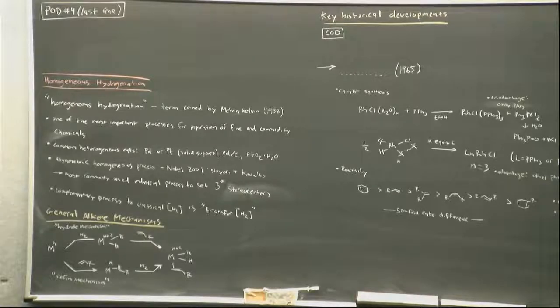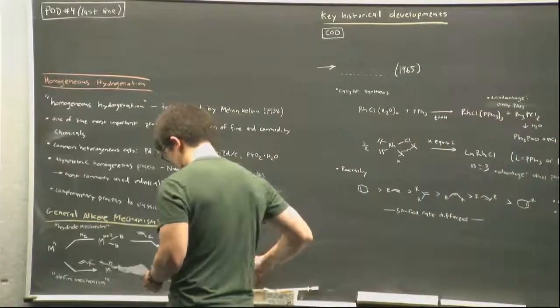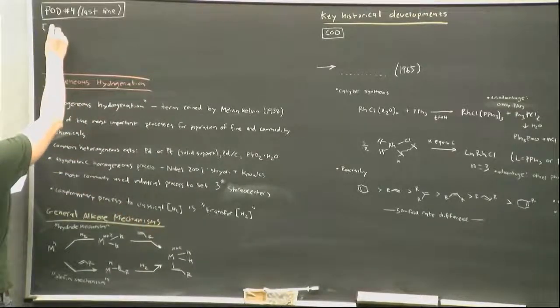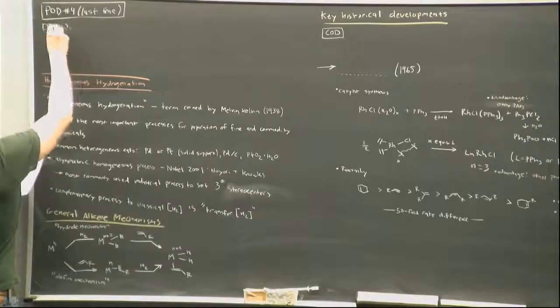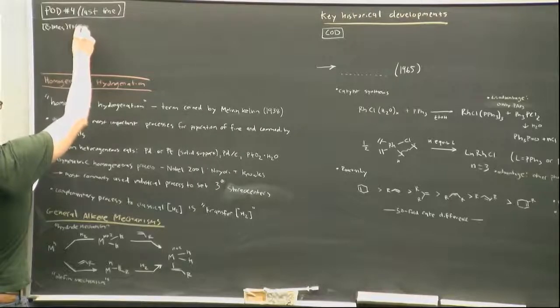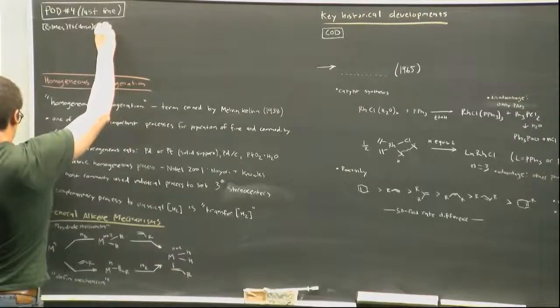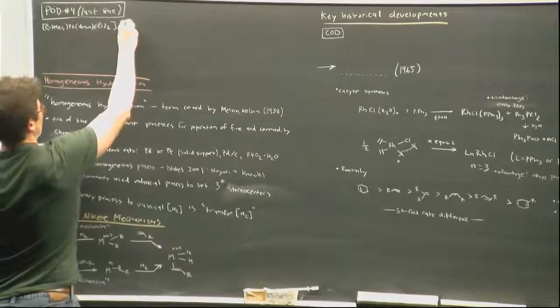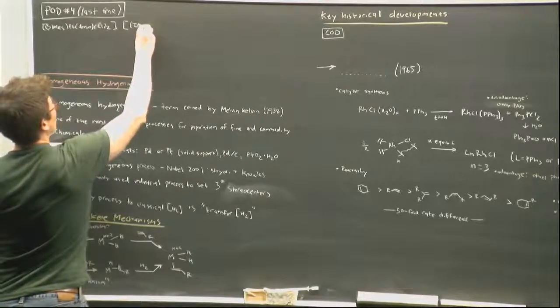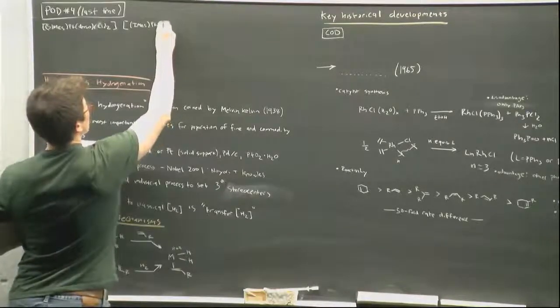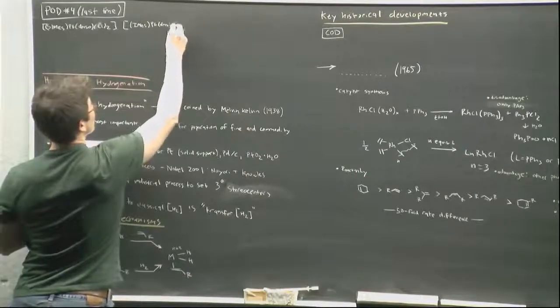So platinum is an NMR active nucleus. Does everybody have that problem in front of them? Okay, let me write it out. It's a very short question, so it should be no problem. Consider two platinum complexes, one bearing the SIMes ligand and one bearing the IMes ligand, otherwise identical.